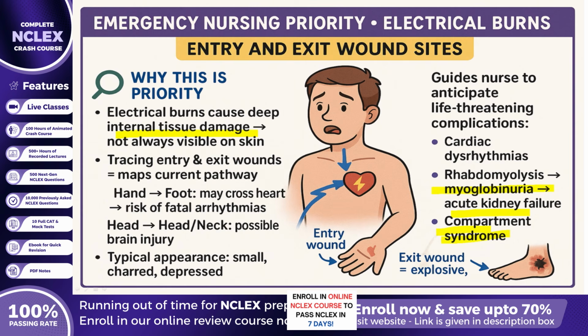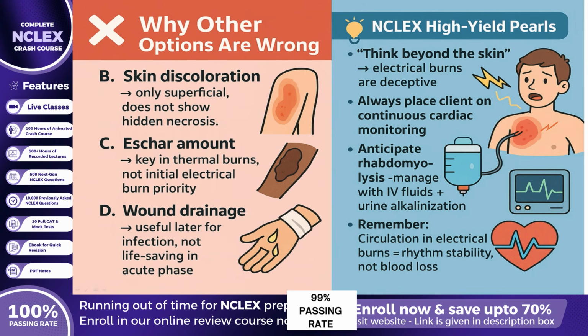Option B, the degree of skin discoloration, only reflects superficial damage. Electrical current can leave skin changes minimal, while severe necrosis rages beneath the surface. Option C, the amount of eschar, is critical for thermal burns, where tight eschar can cut off circulation. But in electrical injuries, eschar is not the first indicator of danger. Option D, the characteristics of wound drainage, may matter later for infection monitoring, but in the emergency phase, it does not provide life-saving information. Here are the NCLEX pearls to cement your learning.